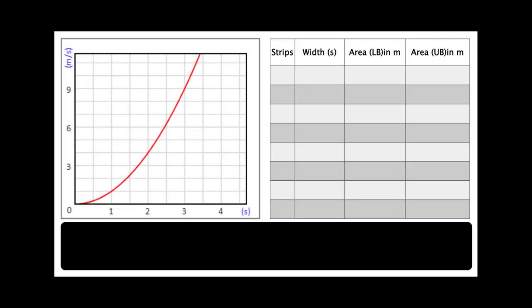The graph shows the variation of velocity with time of a body moving in a straight line with varying acceleration. The equation for the graph is v equals t square. Our interest is to find the displacement of the body in the duration from 1 second to 3 seconds.